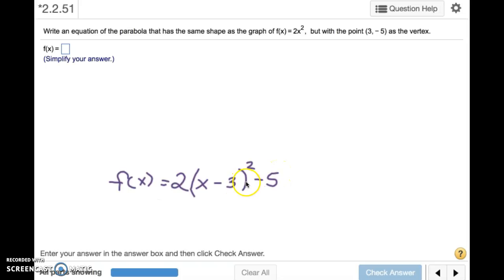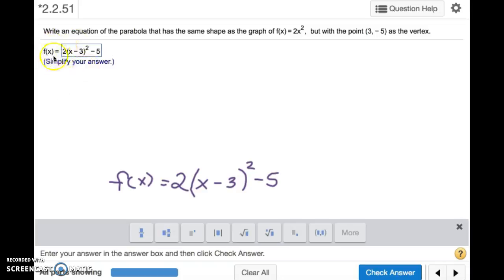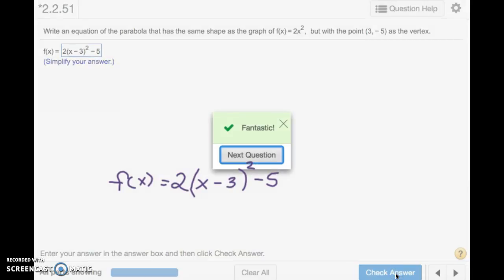So we're going to enter this into my box. And they already have the f of x equals in there. So when I put this in and I check my answer, I get it correct.